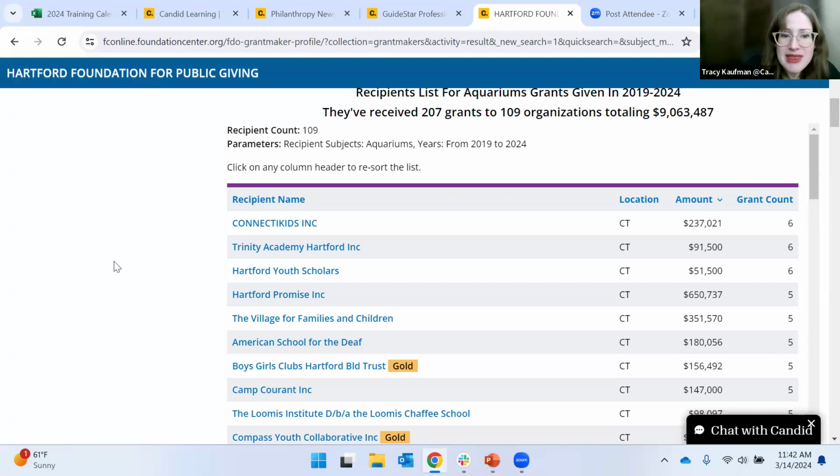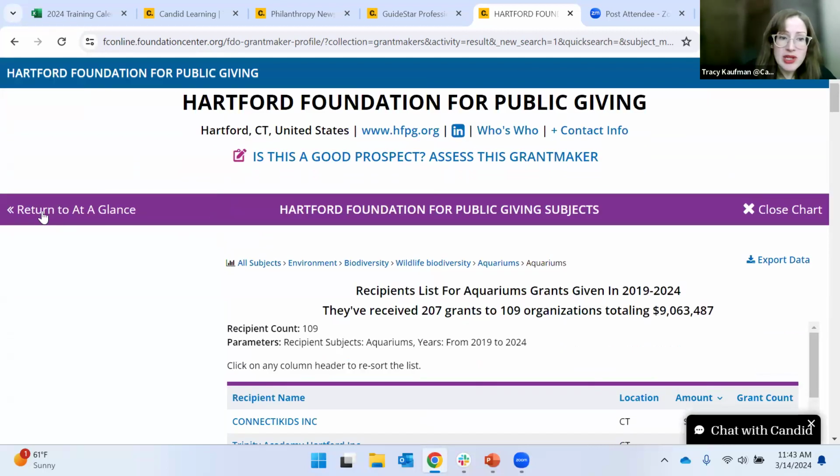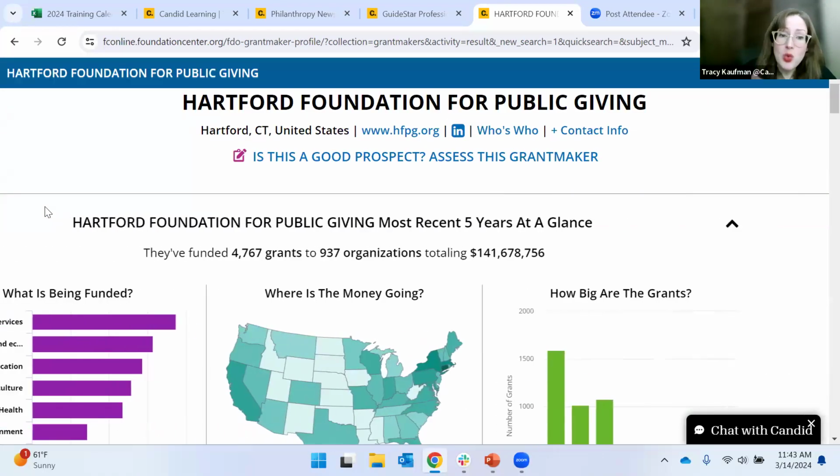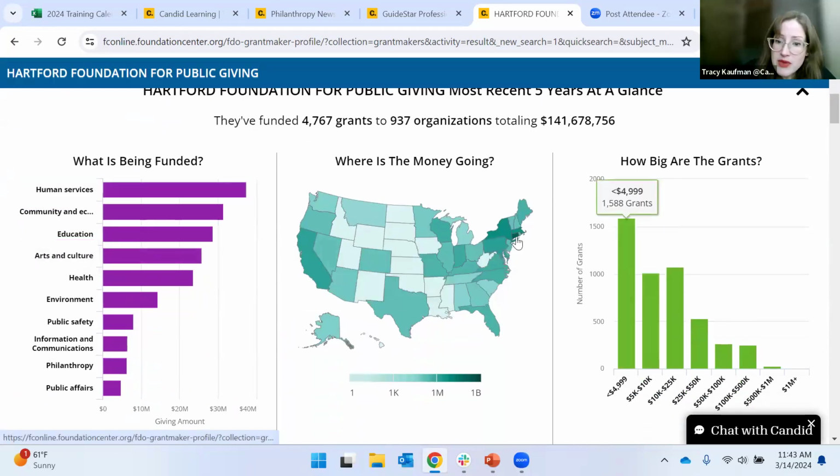And maybe it's something that can spread environmental education to this group of people, or bring in groups of students to study marine biology or something like that. But the point is, you can get a lot of detail incredibly quickly this way. And you see, this is over the course of the last 5 years. When you're done with the rabbit hole, just click return to at a glance, and you're where you were with this foundation.